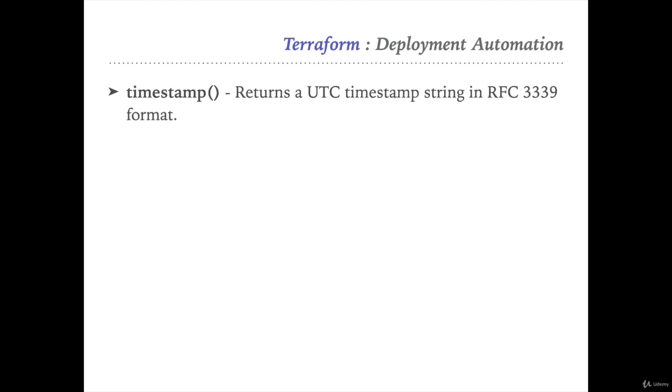The next function is timestamp. The timestamp function will return the UTC timestamp string in RFC 3339. RFC 3339 is the timestamp format on which you can Google around. The timestamp function will return the timestamp. It can be helpful in tags, and it can also be helpful in the resource naming convention.